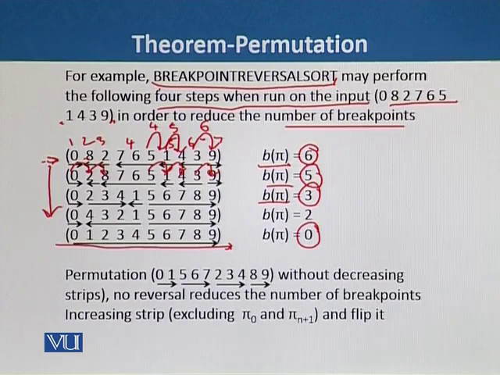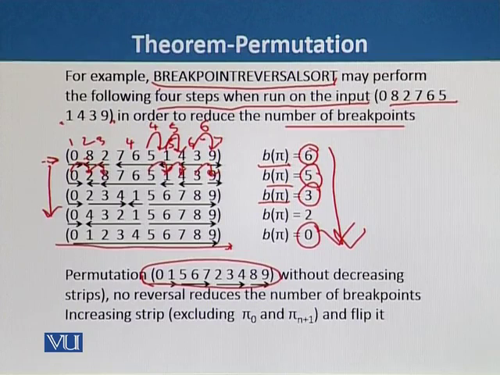So in this case, the breakpoint reversal sort steadily reduces the number of breakpoints in every step of the algorithm. In other cases, for example, the permutation of these elements in this order will have no reversal that reduces the number of breakpoints. For example, we can see here that they are all in the reverse order, and we cannot reduce the number of breakpoints by applying this breakpoint reversal sort algorithm.